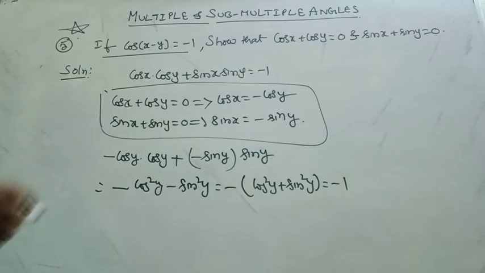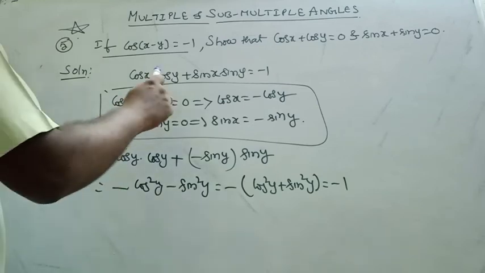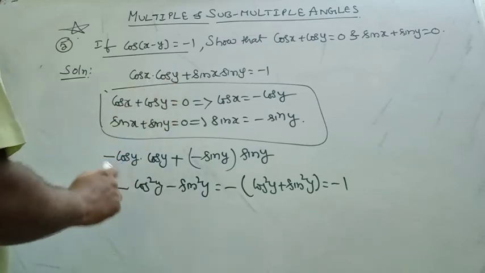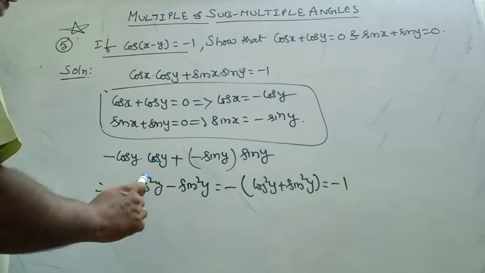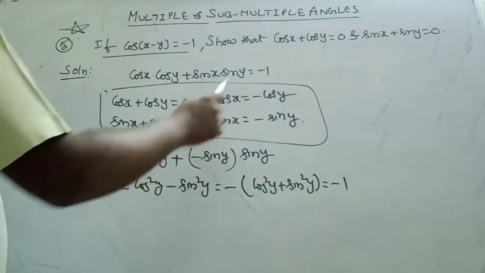We have got minus cos x into cos y. In the place of cos x, we took minus cos y. That is now minus cos square y, minus sin square, in the place of sin x, we have.